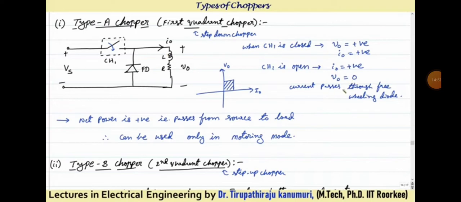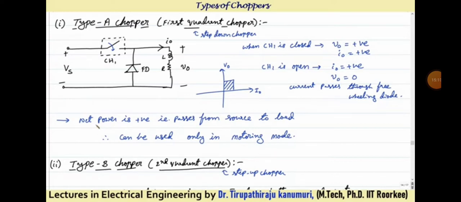The current passes through the freewheeling diode. So in this case, the net power is positive, because if you are taking this V0 and I0 as my reference, either V0 and I0 are positive or 0. That means the power, which is the product of V and I, or the product of average voltage and average current, will always be positive.